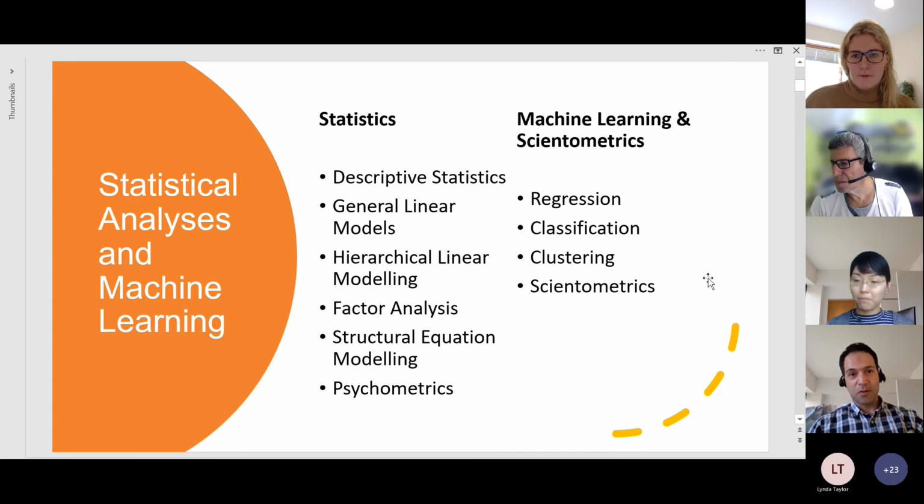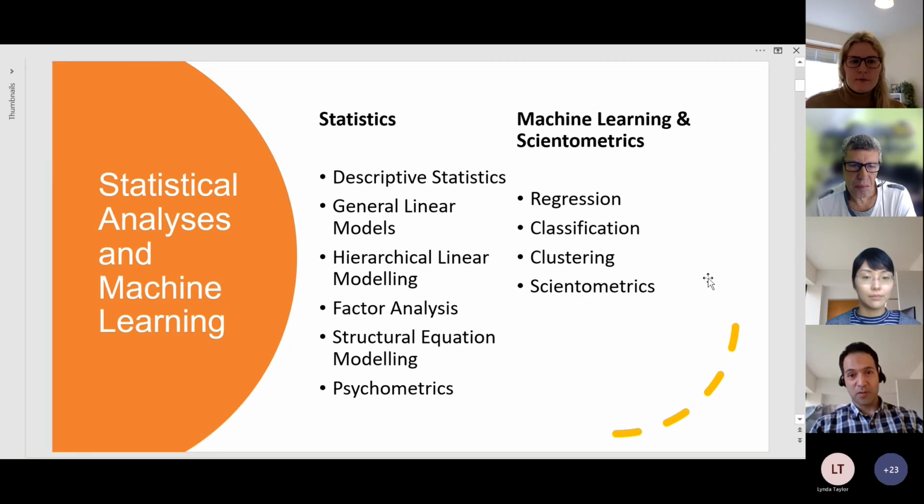So I'm going to talk about two types of quantitative data analysis. I will start off by talking about statistical analysis or statistics that are commonly used in language assessment. Then I will cover machine learning and scientometrics. I have lumped together machine learning and scientometrics, even though they're not necessarily very much related to each other. So let's get started with statistics.